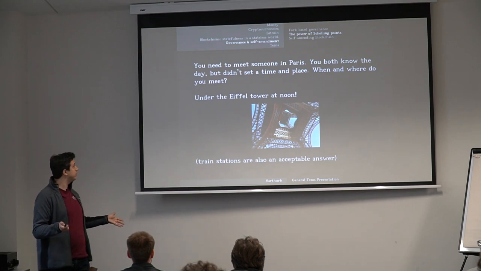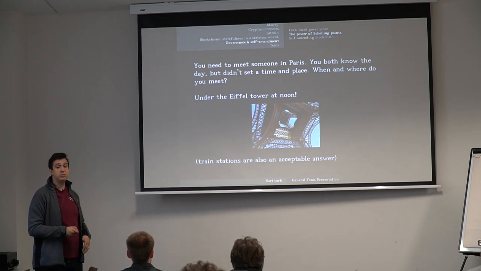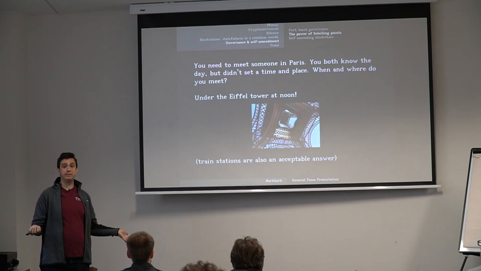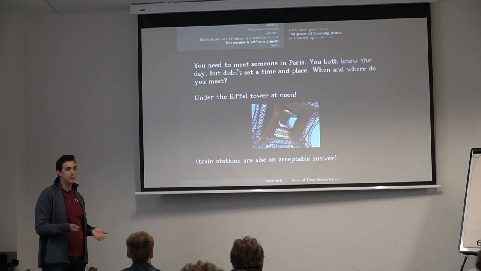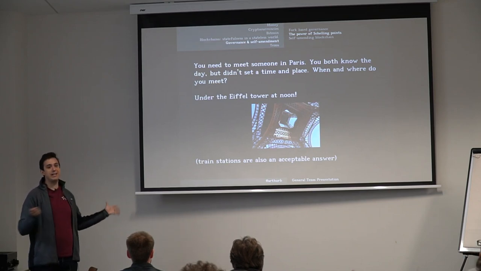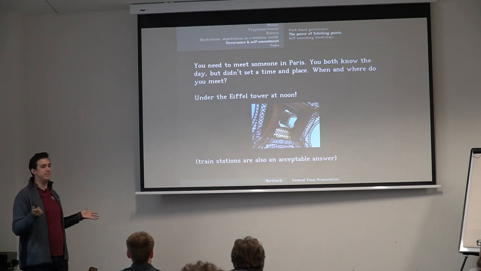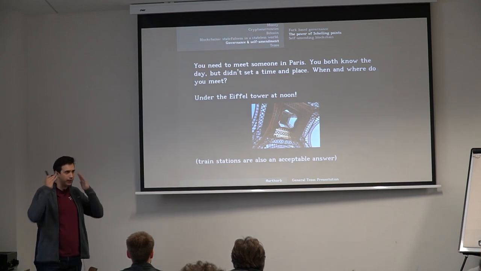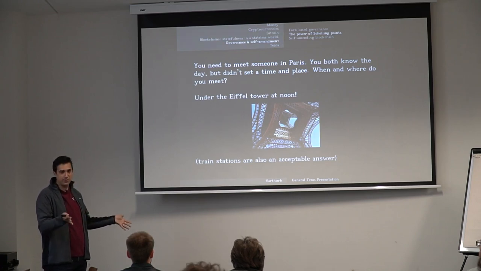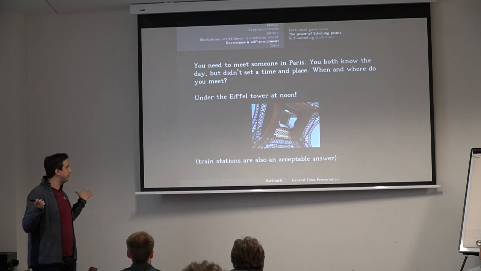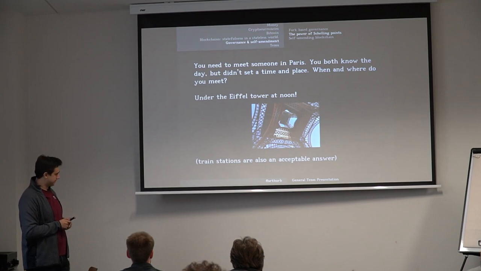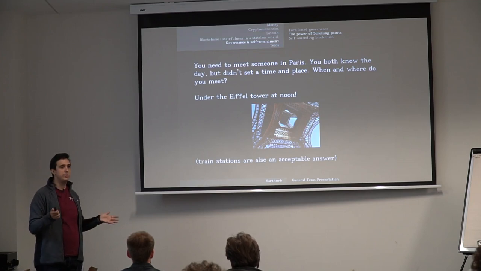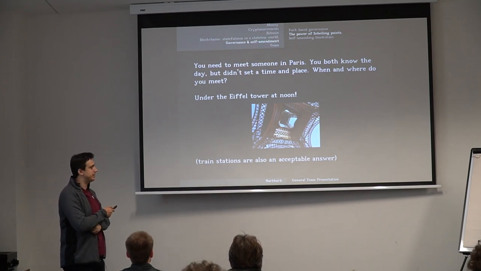To give you an idea of a Schelling point, say you need to meet someone in Paris, you both know the day, but you didn't set a time and place. So where do you meet? Usually I have a pause here so it's more dramatic, but the usual answer I get, and it works almost every time, is you meet under the Eiffel Tower at noon. That's where you meet if you didn't set any details, because it's the obvious choice. Paris, the Eiffel Tower, it's kind of central, you'll find the person. Without coordination, it's what people would come up with. Train stations are also an acceptable answer in most cities. So that's a Schelling point. Without coordination, you agree on what's a natural one.